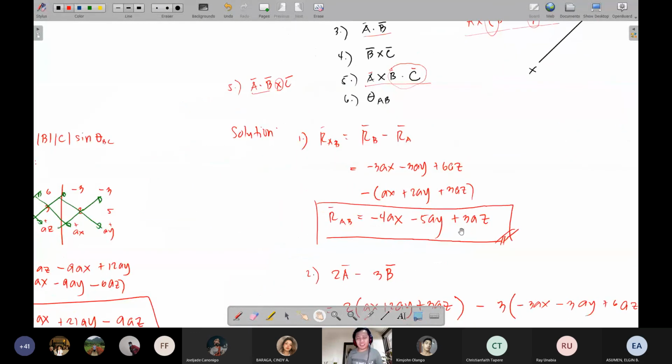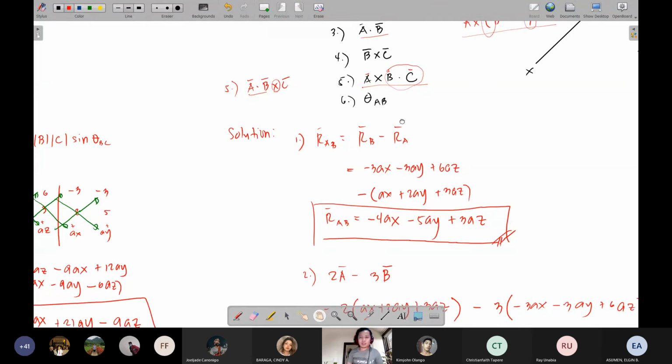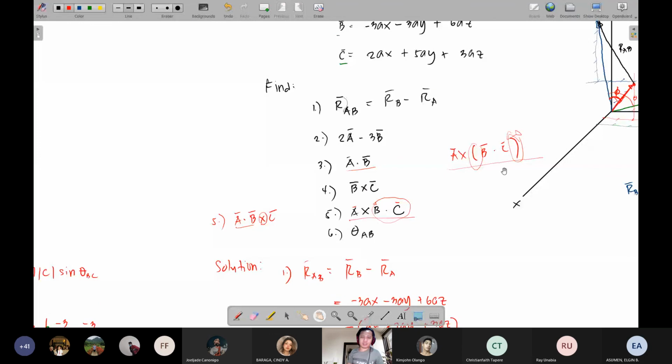So gisiguro gyud nako nga maka-review ta sa vectors, because all throughout sa atong discussion, we will always be using vectors. Permi tang mag addition of vectors, subtraction of vectors, multiplication of vectors, and then division of vectors. Puro gyud nag-involve og vector. So kailangan jud ko mag-review og vectors.